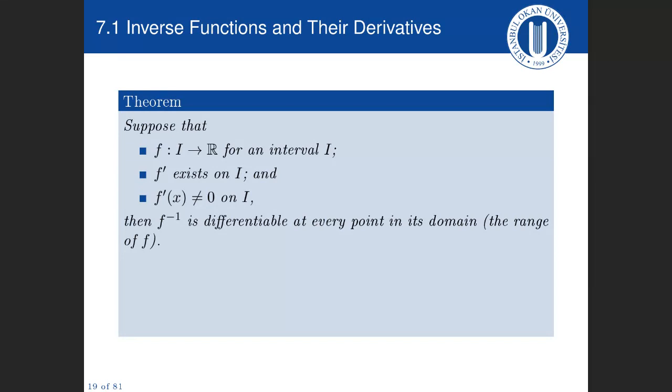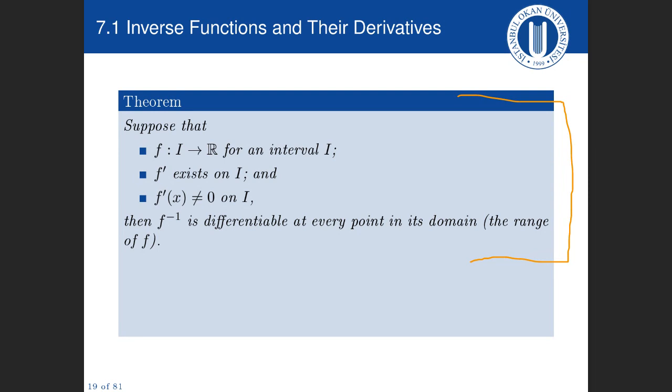First of all, this is just me being careful. This is another way of saying don't have any weird functions. Suppose that f is defined on an interval I. Suppose that f prime exists on I. And let's suppose that f prime is always not equal to 0 on I. Why not 0? Because we don't want to be dividing by 0.